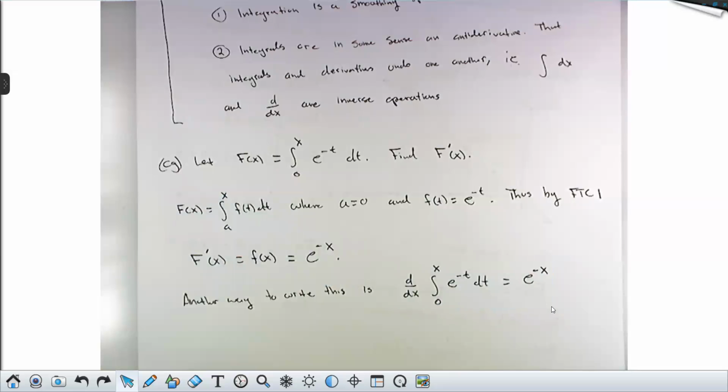Questions on this example? Where the pieces are coming from, what any of these things mean? Okay, let's try one more along these lines, and then I'll introduce the second fundamental theorem.